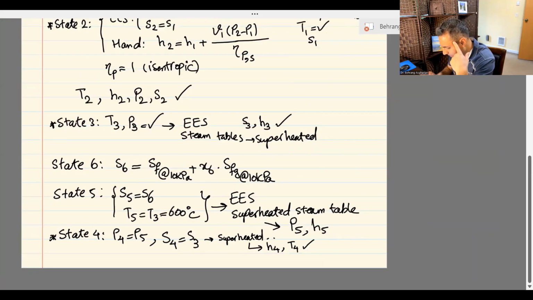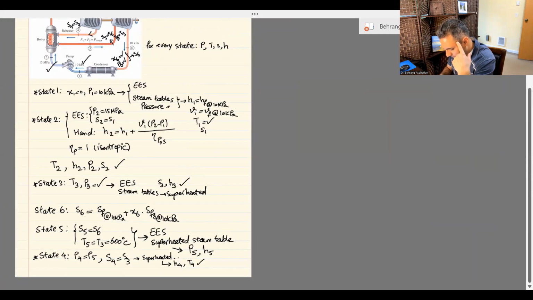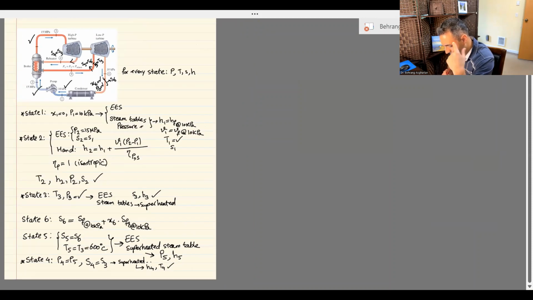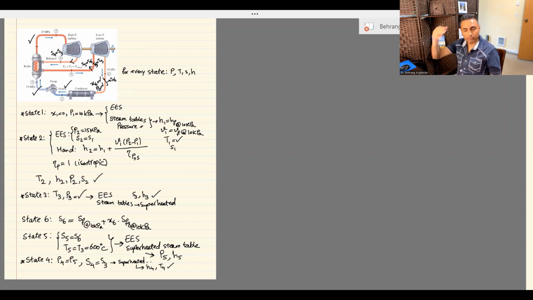Now if I zoom out so you can see the whole page, you have everything. All 6 states were determined. By determining the state, I mean you have to have those 4 properties: P, T, S, and H. If you're solving it by hand, temperature is great to have, but it doesn't matter that much because you don't want to do the TS diagram. But if you're doing EES and want to plot the TS diagram, then sure, you need to have the temperature. We'll do all of them for you, so you know what's going on.